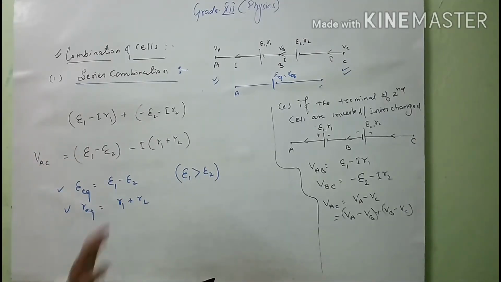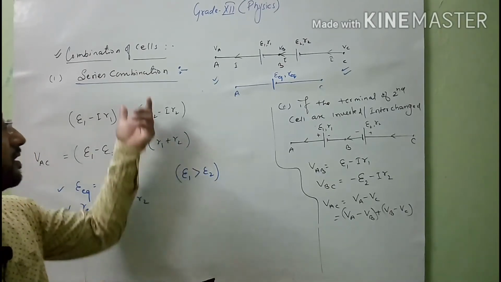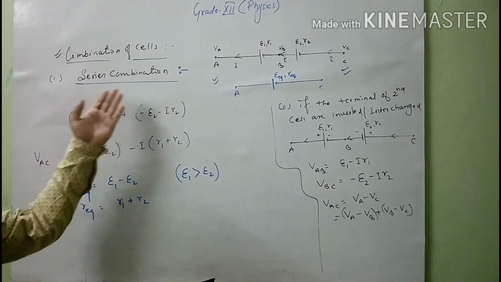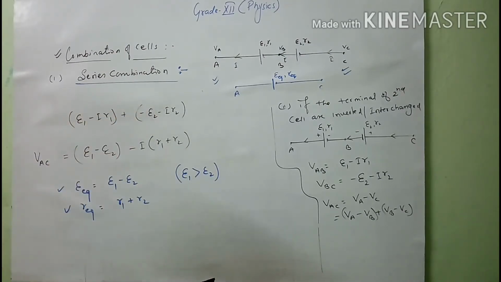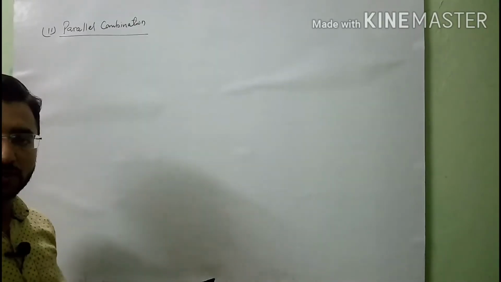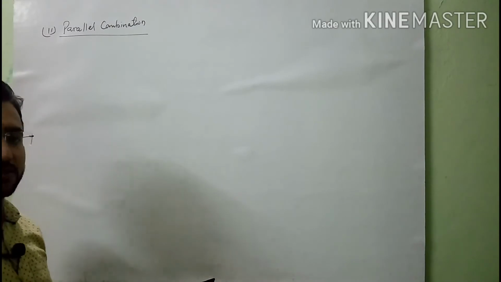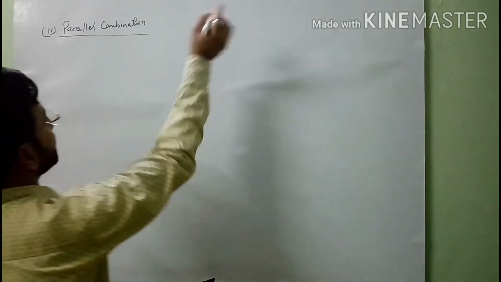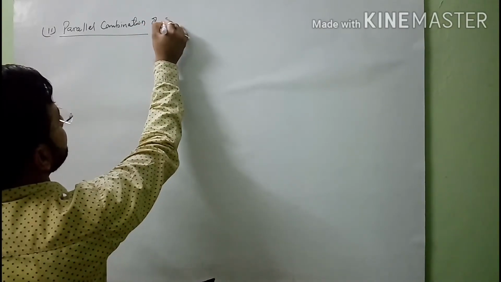Point is clear, student? And after that we talk here about the combination of cells in parallel formation, or parallel combination. Clear? So for that, pause the video and note down. Now student, after the discussion of series combination, here we will discuss the parallel combination of cells. So the topic name is parallel combination of cells.